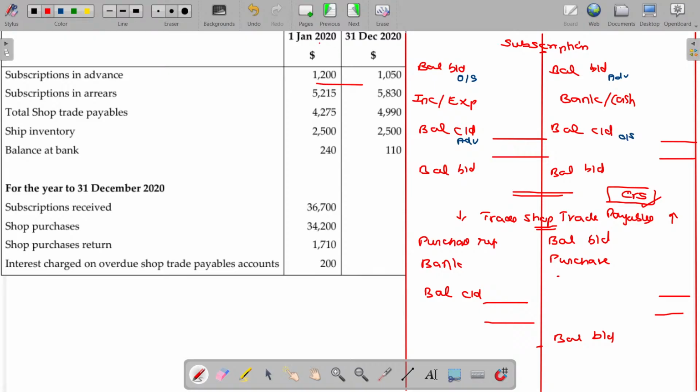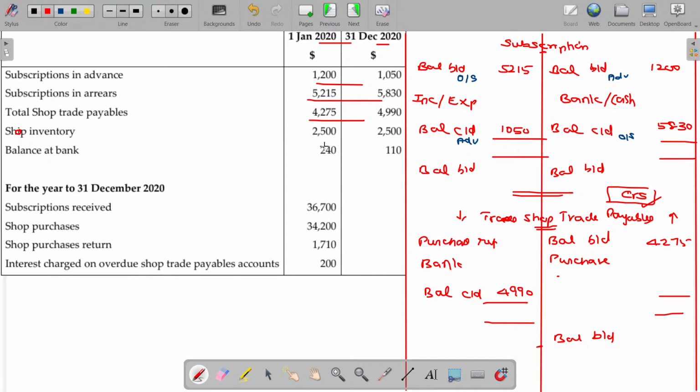Subscription in advance, opening and closing. Advance being the liability, opening should be here and closing should be here. Subscription in arrears, arrears being the assets, so opening should be here, 5,215, and 5,830 should be here. Total shop trade payables. Trade payables means outstanding. In the beginning 4,275, in the end 4,990.